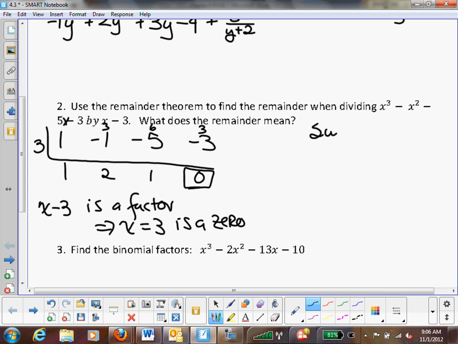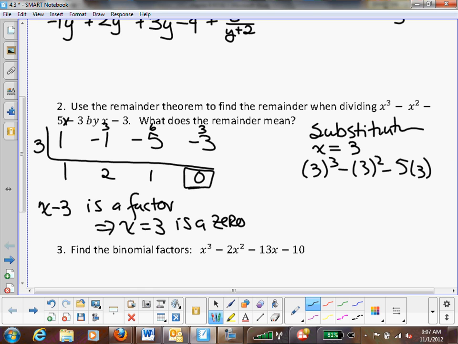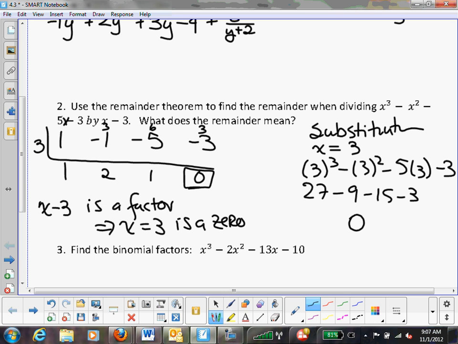Let's do substitution. And let's let x equal 3. Well, that means 3 cubed minus 3 squared minus 5 times 3 minus 3. 27 minus 9 minus 15 minus 3. What is that? That's the remainder theorem also. Using substitution, whatever you get as your answer is your remainder. And it should be the same value as what you get right here when you do synthetic division.